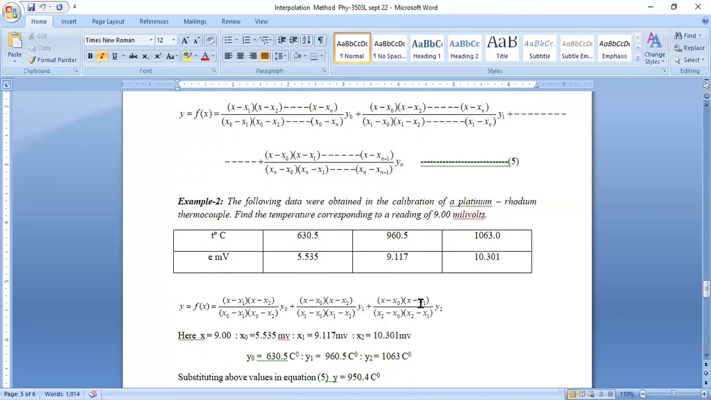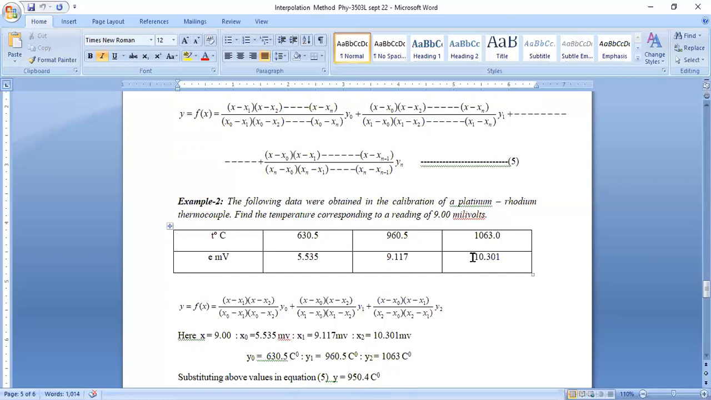Wherever X1 and X2 appear, you put their values. I have mentioned X0, X1 and X2 here, and Y0 is 6 point something, in centigrade. Y1 and Y2 are also mentioned. I substitute these values, and I get Y equal to 950.4 degrees centigrade. This is at 9 millivolt.